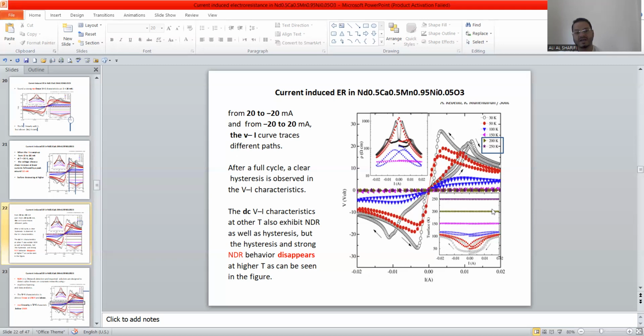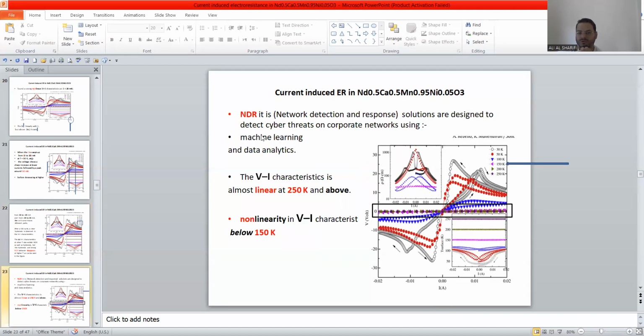At high temperature, as can be seen in the figure here, what happens is that the non-linearity behavior converts to linearity behavior.